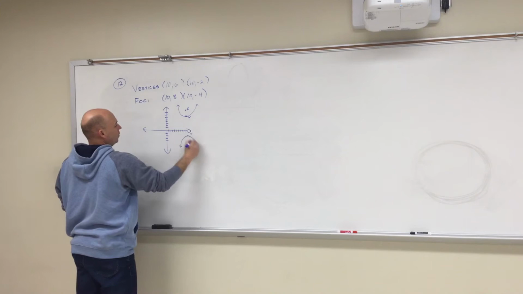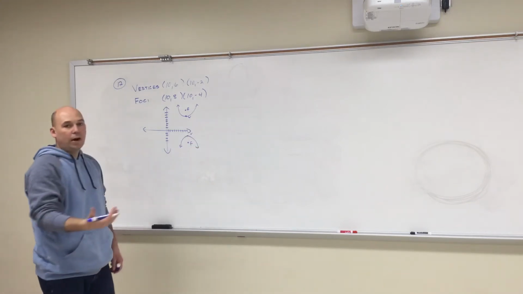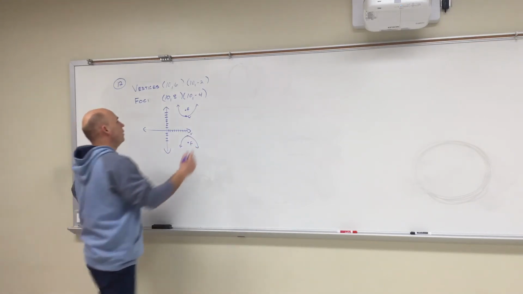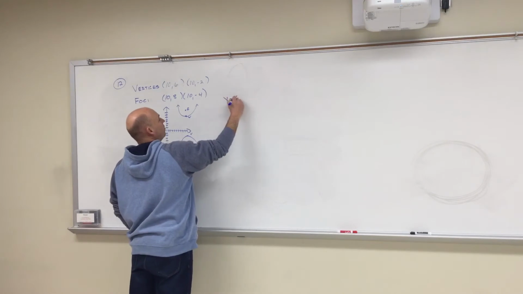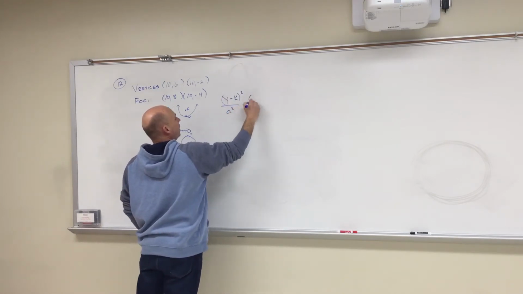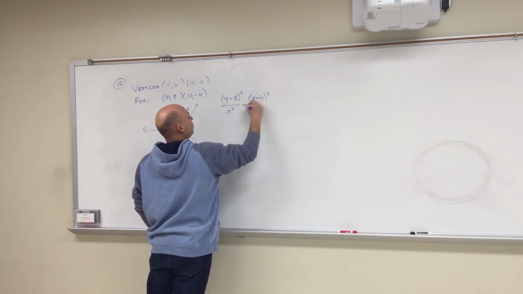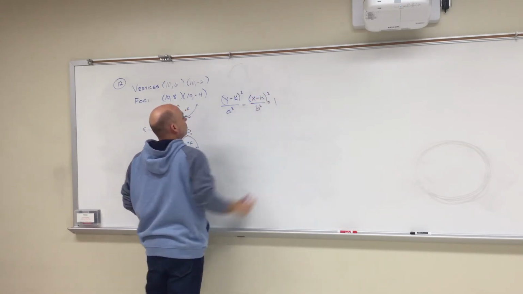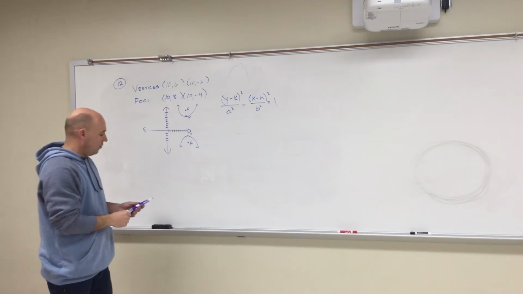Okay, so if it's going up and down, is that an X graph or a Y graph? That is going to be a Y graph. So I'm going to have (y minus k) squared over a squared, minus (x minus h) squared over b squared, is equal to 1. So what values do I have to know?